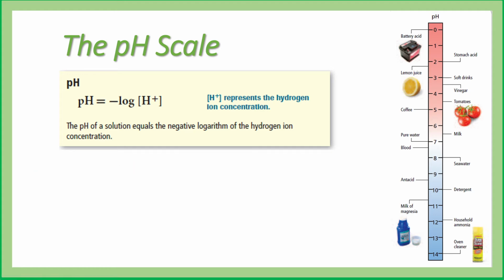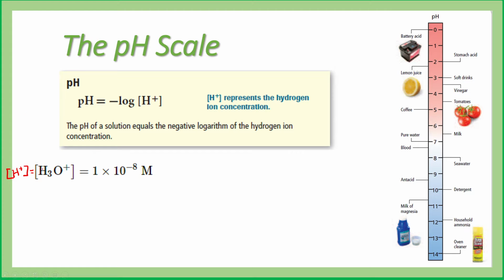pH is the negative logarithm of the hydrogen ion concentration. Remember, these brackets with the hydrogen ion inside represent the hydrogen ion concentration. So the pH of a solution is equal to the negative logarithm of the hydrogen ion concentration. For example, here, and remember, hydronium ion is the same as hydrogen ion for this type of exercise. So we can say that these are equal.